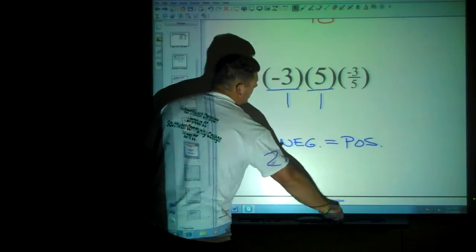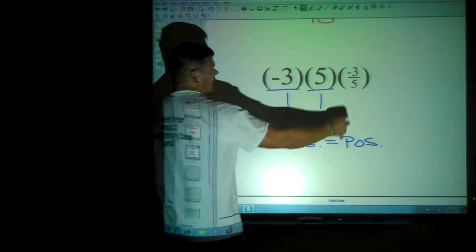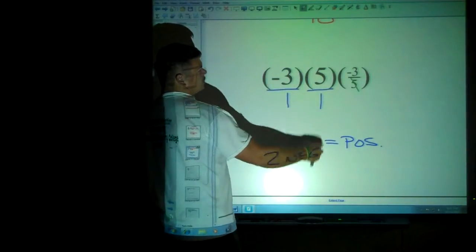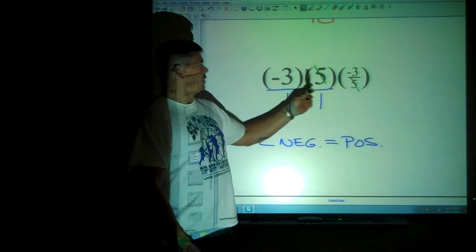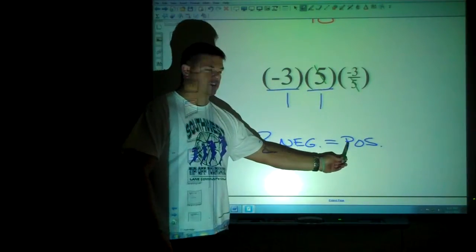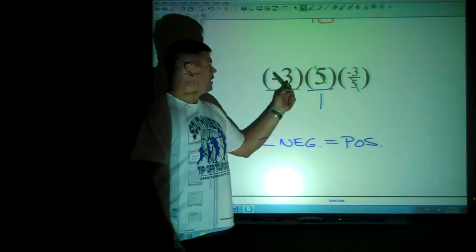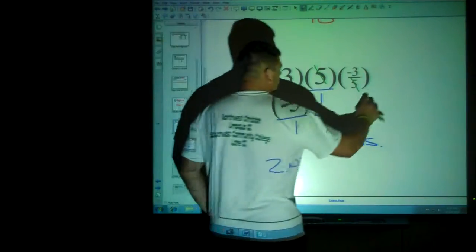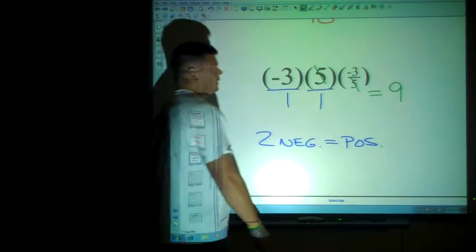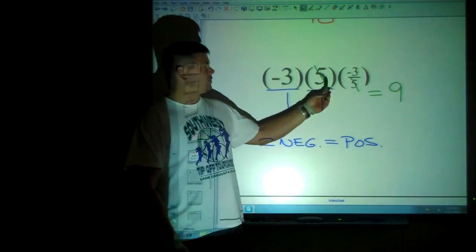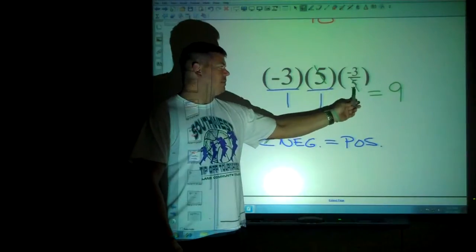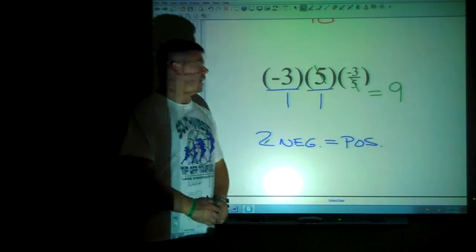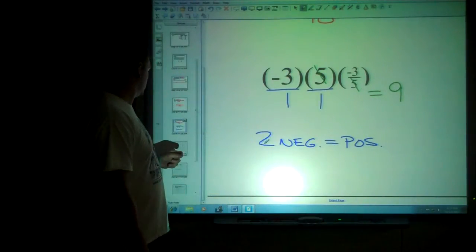Whenever you have something on the top and the bottom, they can cancel out, like this 5 is on the bottom of the fraction, so it can cancel out with a 5 that's on the top. Now I'm really just left with a 3 and a 3. I already know the answer is positive, so I'm not worried about the signs, and 3 times 3 is equal to 9. So I would say it's positive 9. Now you could go 3 times 5 is 15, and 15 times 3 is 45, but 45 divided by that 5 is going to still equal the 9, and I know it's positive because of the number of signs.